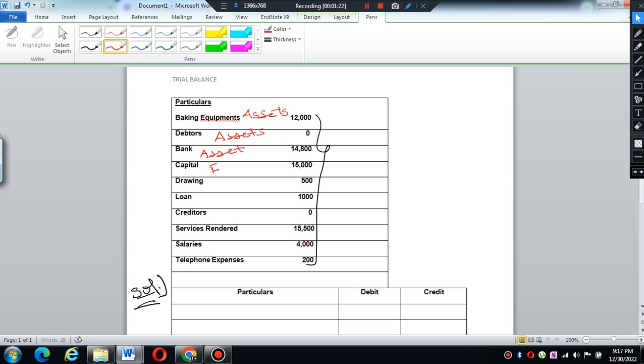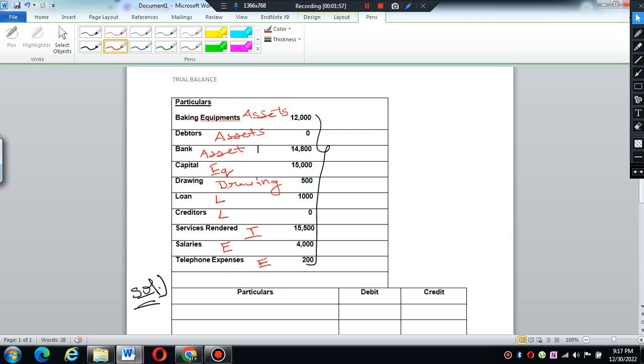Capital, this is equity. I am writing it as EQ. Drawing is drawing, so we will just write drawing. Loan is a liability, so we will write L. Creditors also liability, L. Services rendered is an income, so we will write I. Salary is an expense, so we will write E. Telephone is an expense, so we will write E.